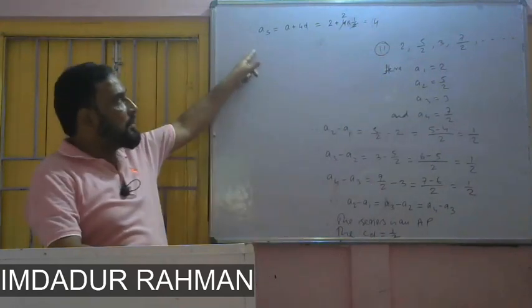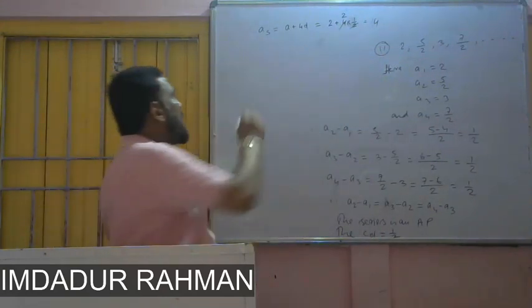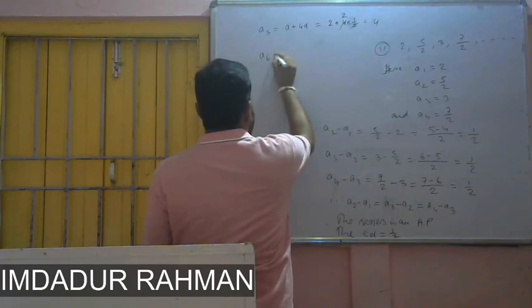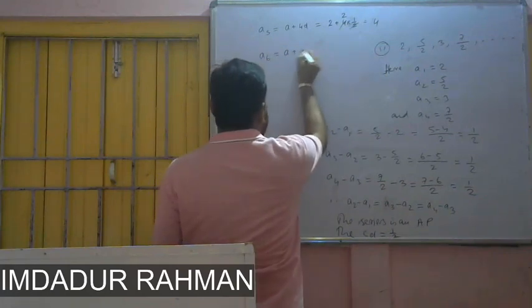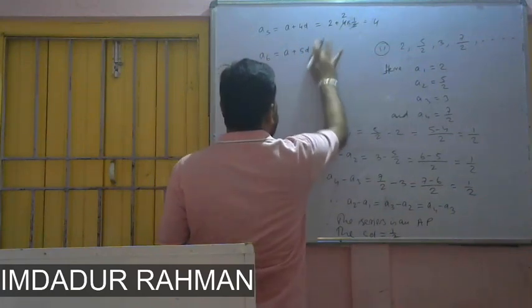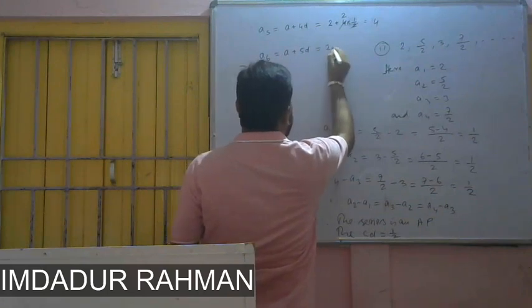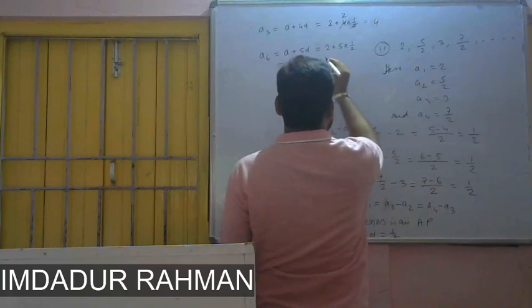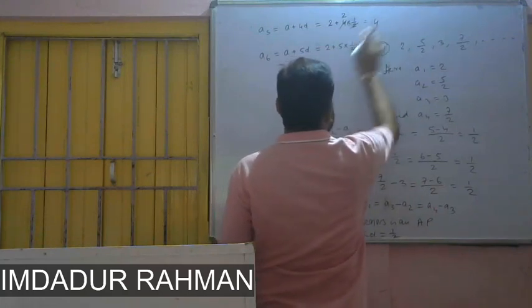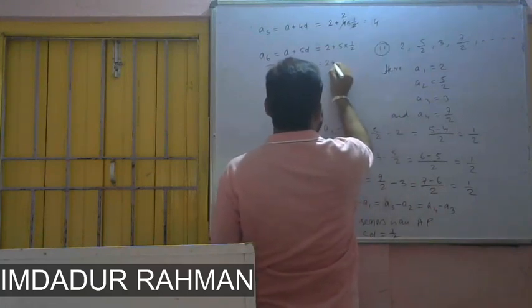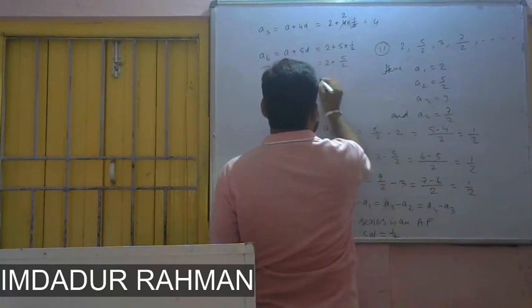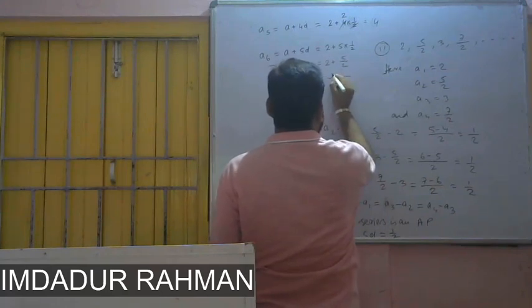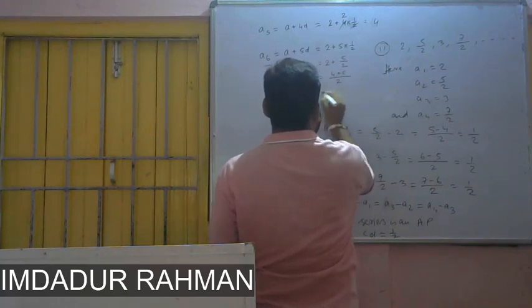So the 5th term is 4, and A6. What will be A6? A plus 5D. So it is equal to 2 plus 5 into 1 by 2, so it is equal to 2 plus 5 by 2. Take LCM 2, that is 9 by 2.